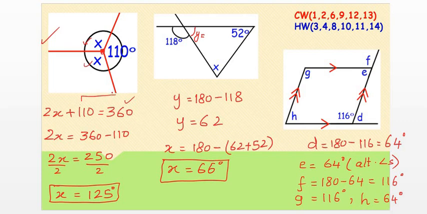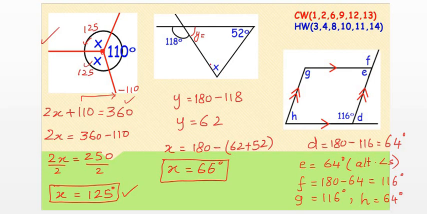Now move this 110 to the other side. It will be negative 110. So you will get 250. Now to remove this 2 from x, divide both sides by 2. So finally the value of x is 125. If you want to check your answer, you can write 125 in place of x here and here. If you add all these three angles and it gives you 360, that means your answer is correct.